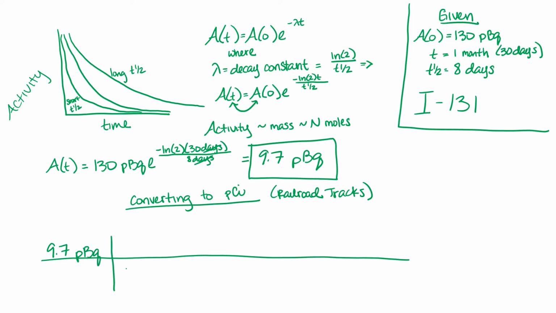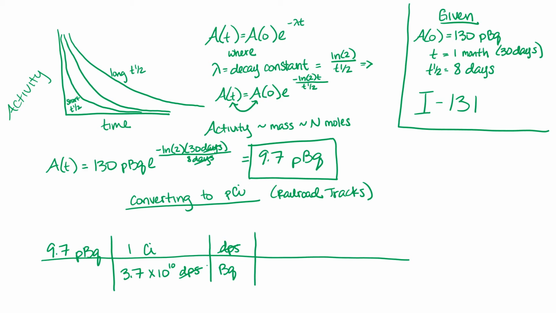To accomplish this, we need to know that there are 3.7 times 10 to the 10th decays per second, or DPS, in a curie, which we want on the top of our tracks. We also have to know that 1 decay per second is equal to 1 becquerel. We're putting the DPS diagonal from the other in order to ensure that we can cancel them out, because we want to end up with only curies at the top.